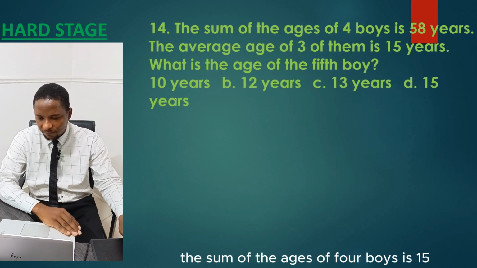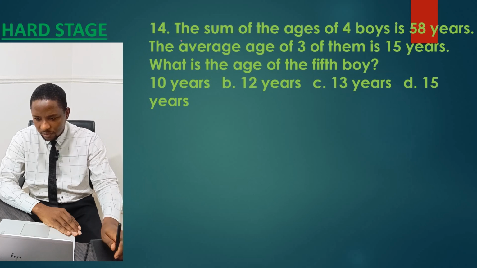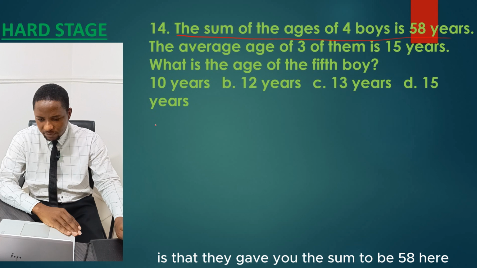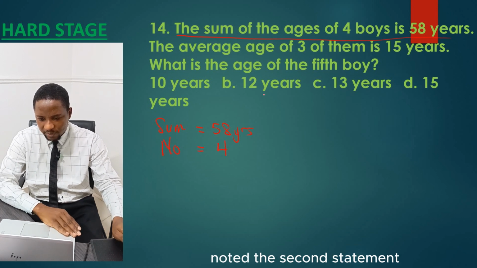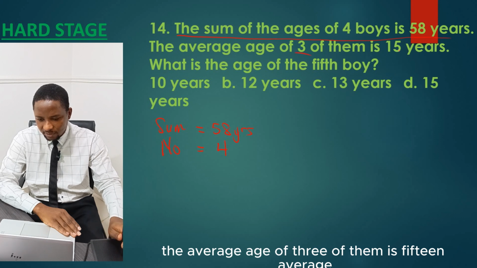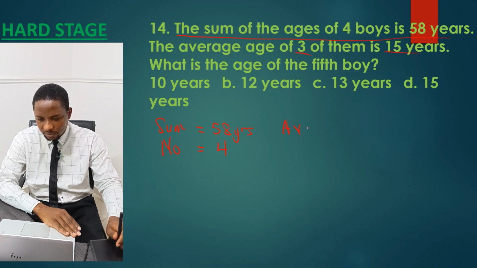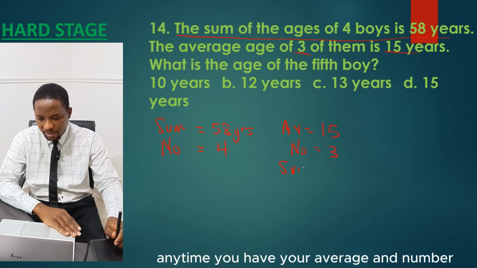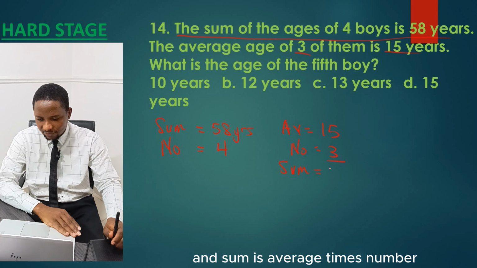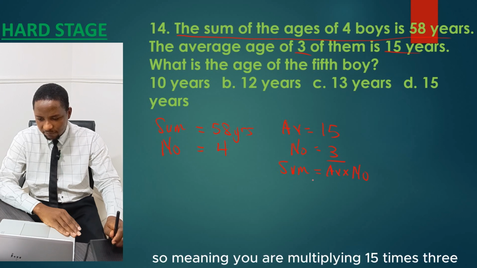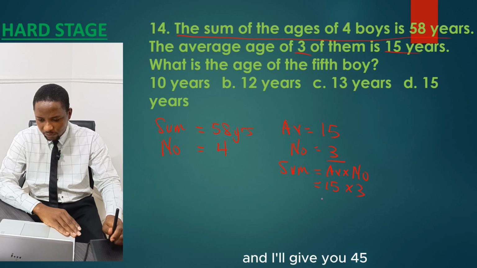The sum of the ages of 4 boys is 58. In the first information, what you can take note from there is that they gave you the sum to be 58 years. They gave you the number to be 4. Noted. The second statement, the average age of 3 of them is 15. They gave you average to be 15, and the number to be what? 3. Immediately you find your sum. Anytime you have your average and number, find your sum immediately. And sum is average times number. So meaning you're multiplying 15 times 3, and that will give you 45.